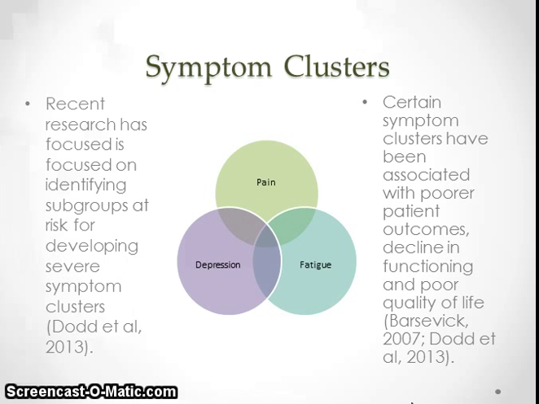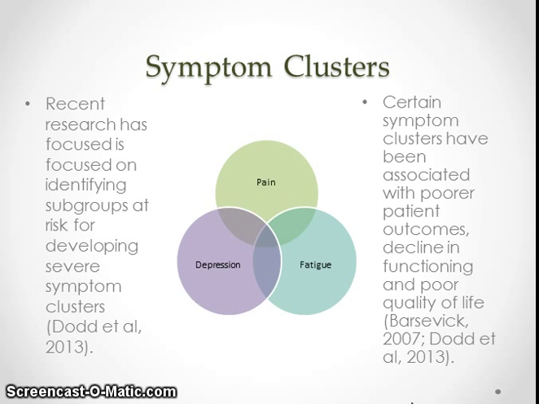Certain symptom clusters have been associated with poorer patient outcomes, declines in functioning, and also poorer quality of life. For example, breast cancer patients have a higher occurrence of the pain, depression, and fatigue cluster, and this is a highly distressing cluster according to the experience of patients.